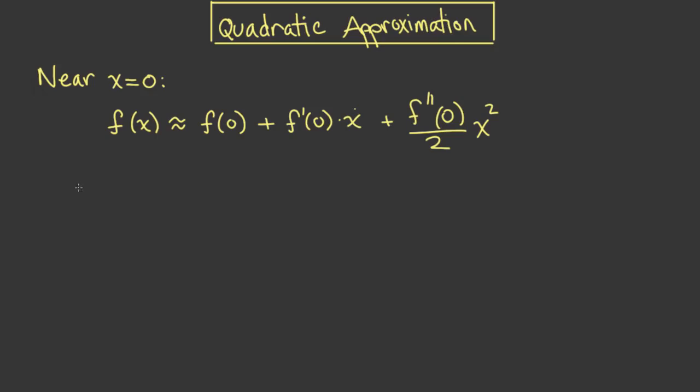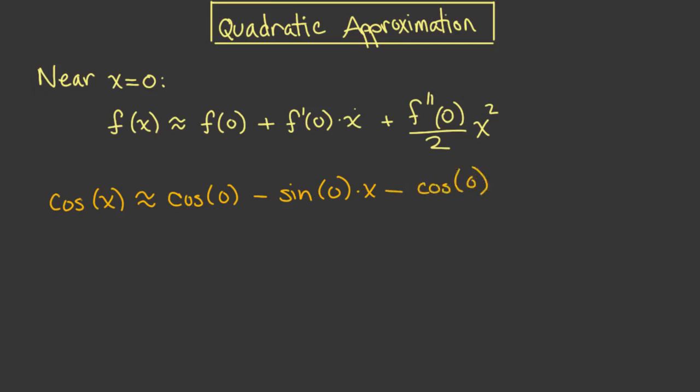We've already done cosine of x, but just to remind you, cosine of x is approximately equal to, we'll just apply this formula, cosine of 0 minus sine of 0 times x minus cosine of 0, and then we need to not forget to divide this by 2 and multiply by x squared, which is equal to 1 minus x squared over 2.